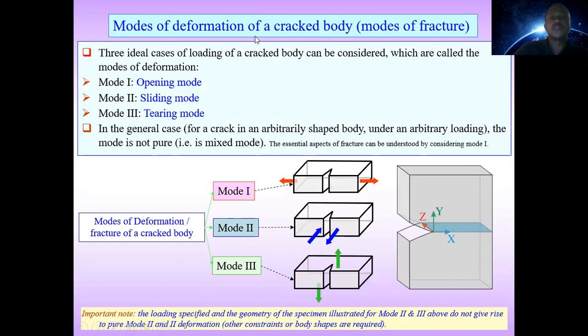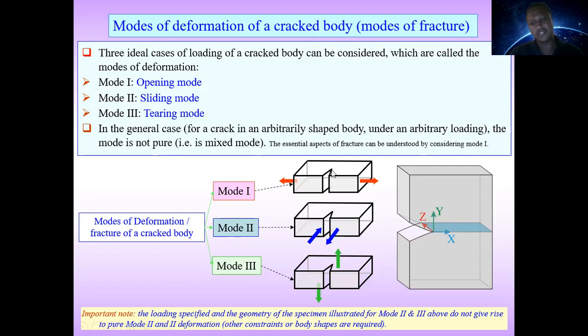Modes of deformation of a cracked body, or modes of fracture we can call. In general, we have three modes of loading of a cracked body that can be considered, which are called the modes of deformation: the first mode, second mode, and the third mode. The first mode is called opening mode. The second mode is sliding mode. We can easily see from the picture.